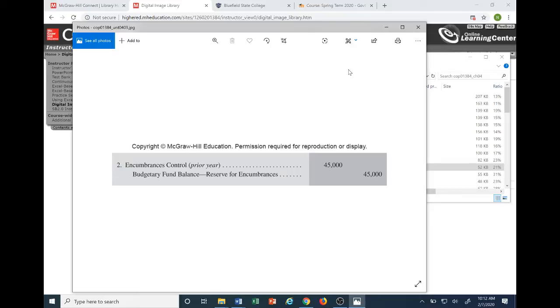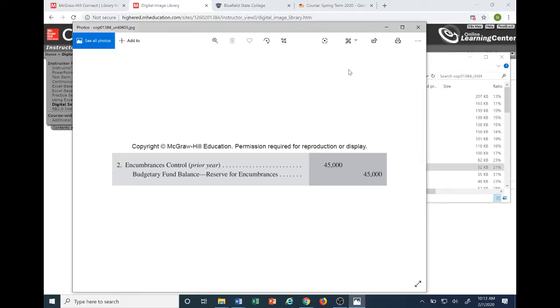So obviously, if we're reestablishing this encumbrance from the prior year, we closed $45,000 down, or we unencumbered them at the end of the prior year, right? So now we're just reestablishing it. So what do we do? We just re-encumber them. And it's nice to put in parentheses prior year, just so you can keep up with it for later on when you unencumber it. So we label it as prior year, we re-encumber the prior year's encumbrances, and then just set back up our budgetary fund balance reserve for encumbrances, right?